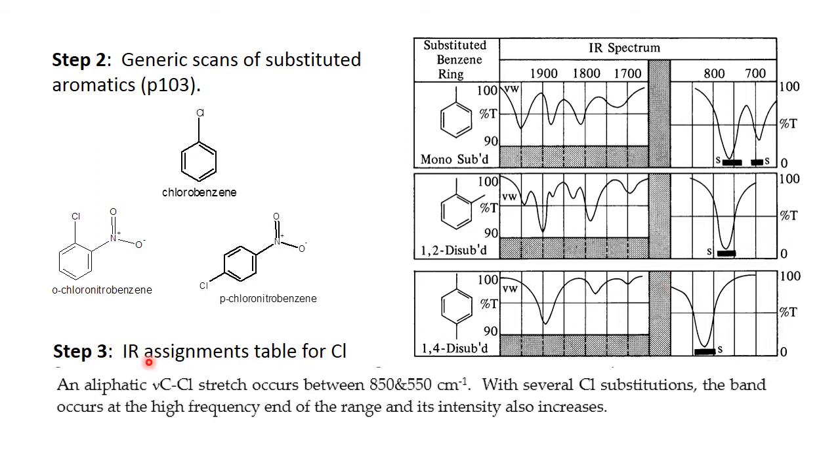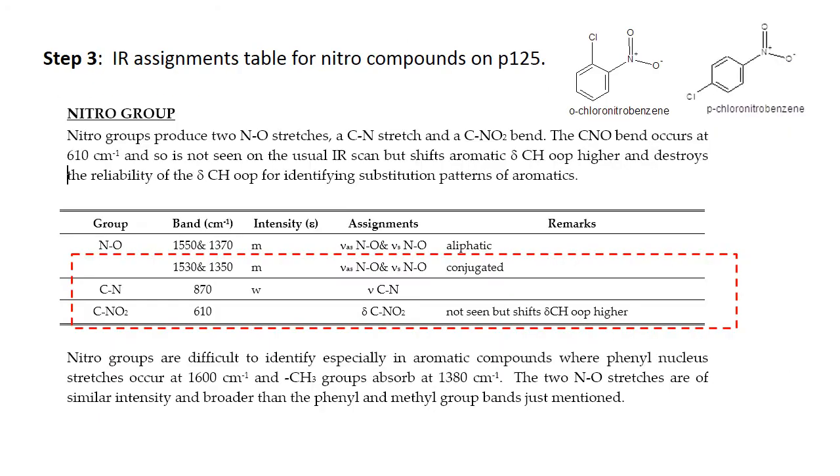Step 3, we go to the assignment table. At least in the case of chlorine, recall that a carbon to chlorine stretch occurs somewhere in the broad range of 550 to 850 wave numbers. So it's quite a wide range and makes it difficult to nail down exactly. So here is the IR assignment table for nitro compounds, and there are 3 regions we want to look at.